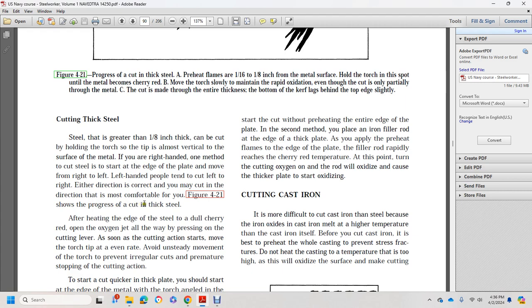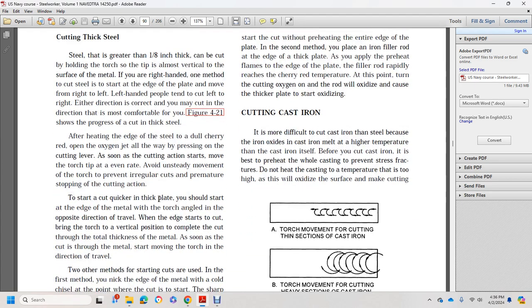Figure 421 shows the progress of the cut in thick steel. After heating the edge of the steel to dull red, move the preheating flame to the right of the oxygen jet, press the cutting lever all the way down, and assume the cutting action, starting with the move of the torch at an even rate.